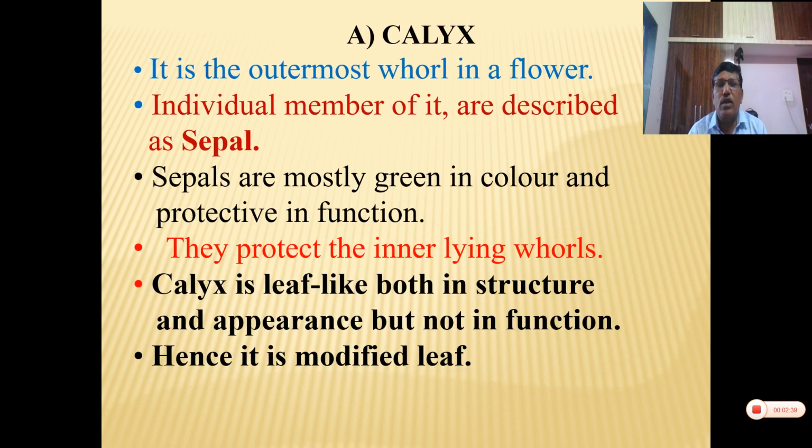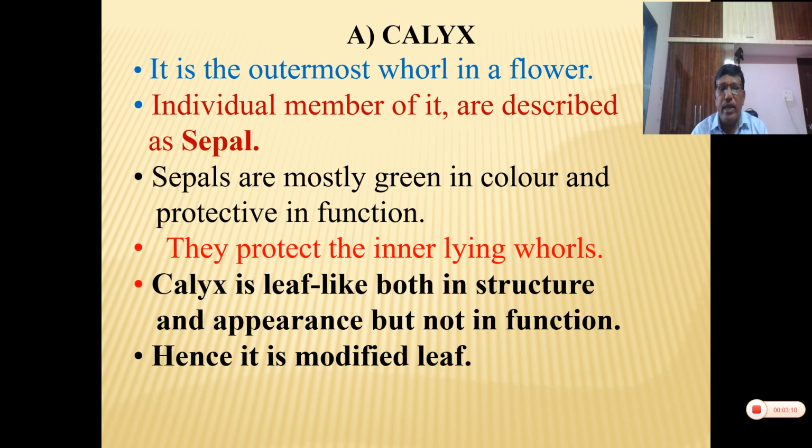So the first whorl is the calyx. Calyx is the outermost whorl of the flower, which is made up of sepals. Hence, an individual calyx unit is called a sepal. Sepals are usually green in color, though other colors occur. It has a protective function in the flower. They protect the inner essential whorls of the flower in bud condition.